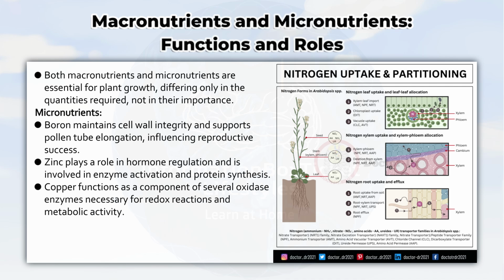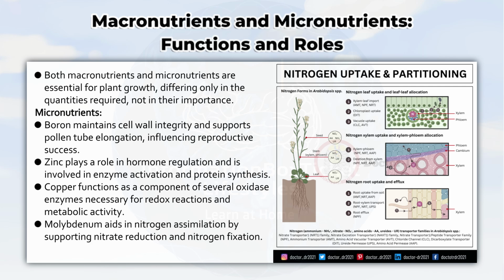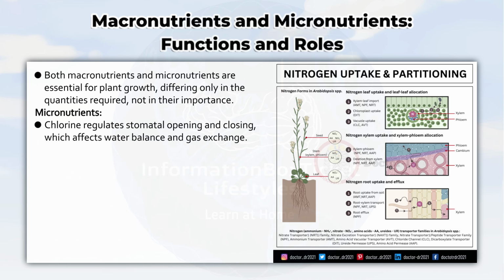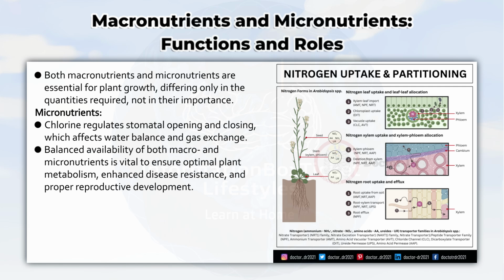Copper functions as a component of several oxidase enzymes necessary for redox reactions and metabolic activity. Molybdenum aids in nitrogen assimilation by supporting nitrate reduction and nitrogen fixation. Chlorine regulates stomatal opening and closing, which affects water balance and gas exchange. Balanced availability of both macro and micronutrients is vital to ensure optimal plant metabolism, enhanced disease resistance, and proper reproductive development.